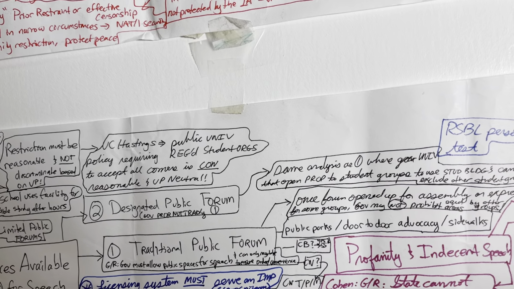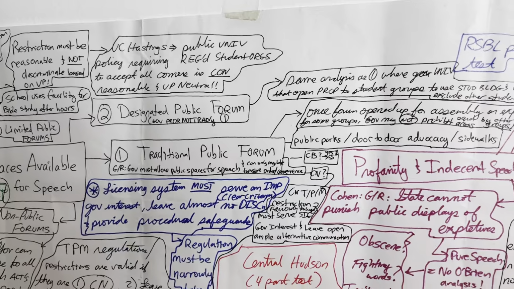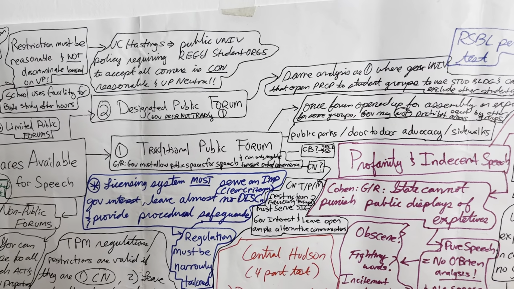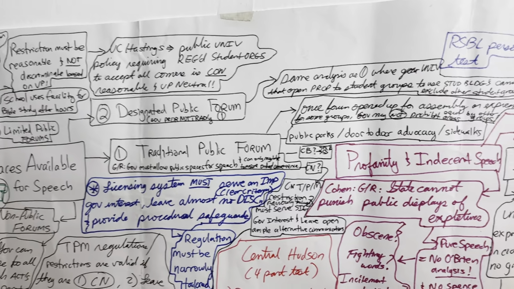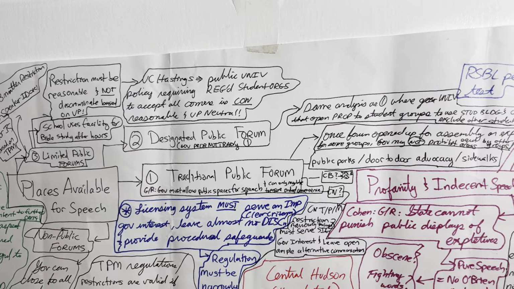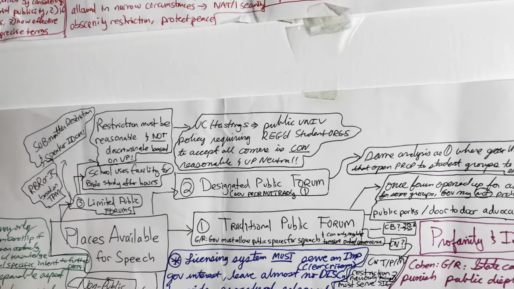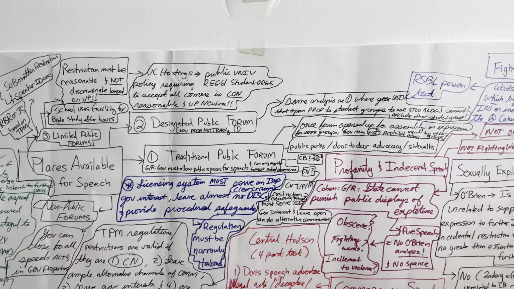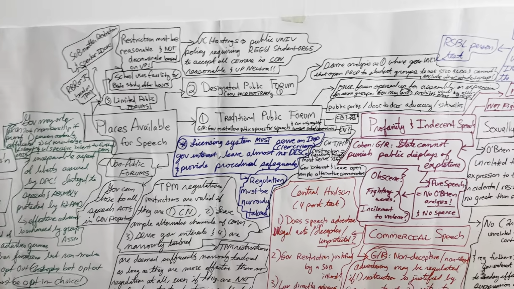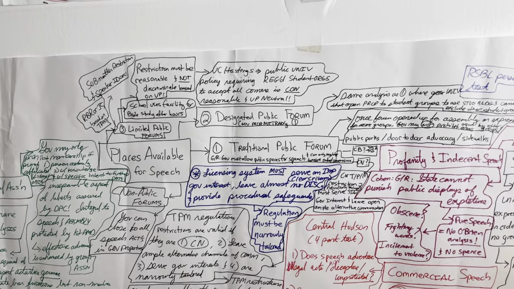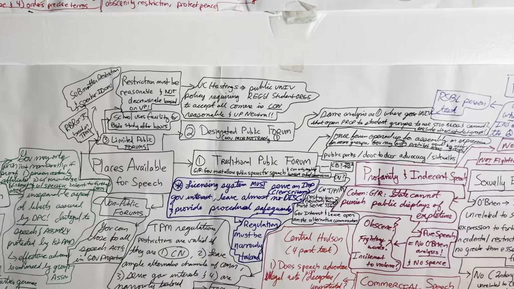And if there's a content-based restriction, remember strict scrutiny applies. If it's content neutral, look to the time, place, manner restrictions, and if they're narrowly tailored, they must serve significant government interests. But the government cannot fully close it. It has to leave open alternative communications. It can't fully close that speech. Otherwise, it would be unconstitutional.